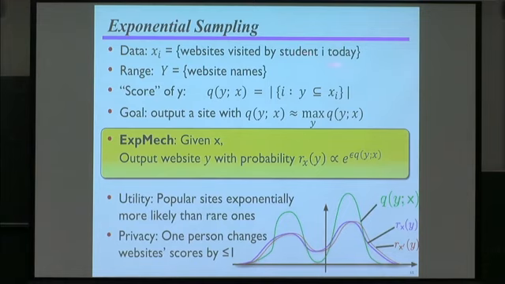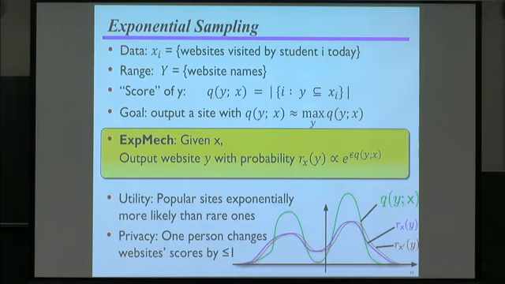Okay. So I can set this up as an optimization problem. I've got a bunch of website names. Each website was visited by a subset of the students. The score of a given website is just the number of students who visited it, the number of students who have that website in their list of visited websites. My goal is to output the name of a website that has a large score, because I want to know which websites my students are visiting.